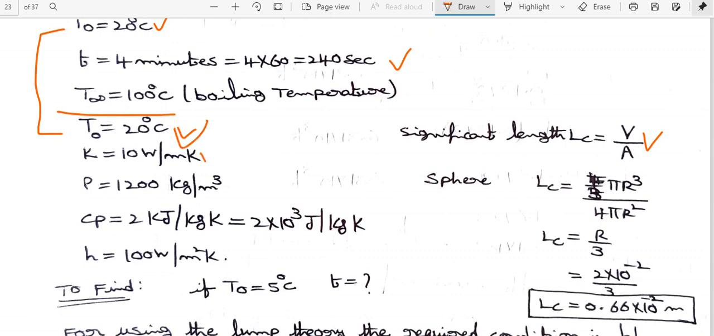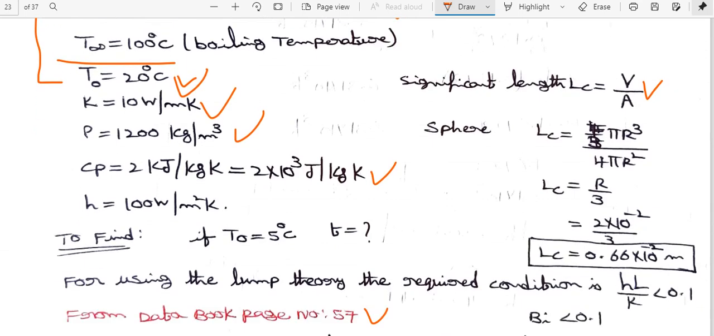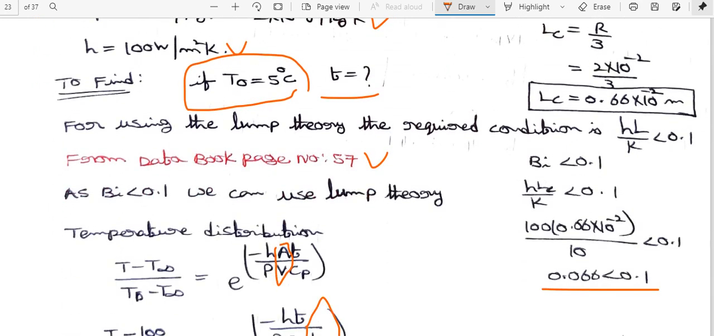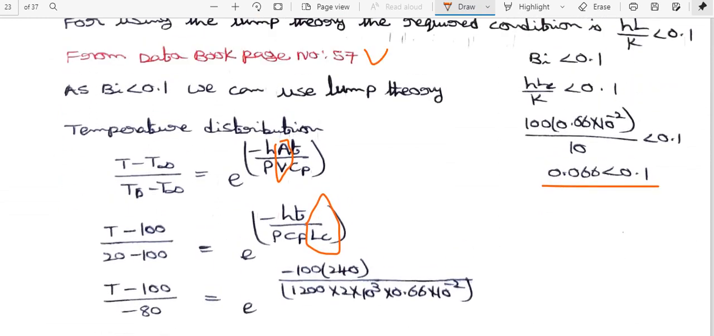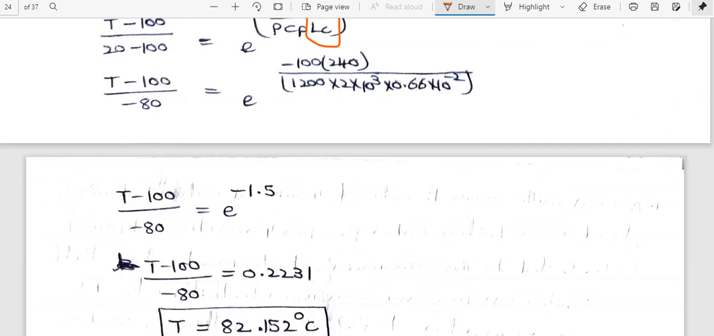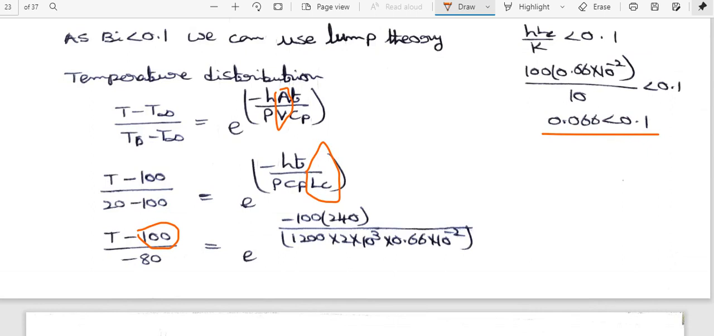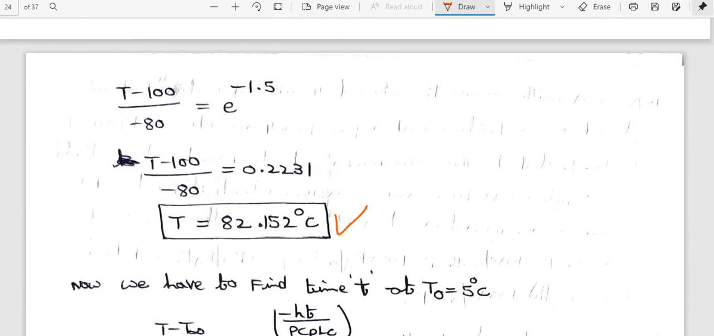So k equal to thermal conductivity, density equal to 1200, Cp is equal to, in terms of joule per kg Kelvin, h equal to, and to find at 5 degrees, T naught is equal to 5 degrees, how much time we can serve to the customer. So here T minus 100, where T is the unknown term, 100 is the boiling temperature, and 20 minus 100 is minus 80. So here T infinity is equal to 100. So here 20 means T naught. So 20 minus 100 is minus 80. So here this is the temperature value.